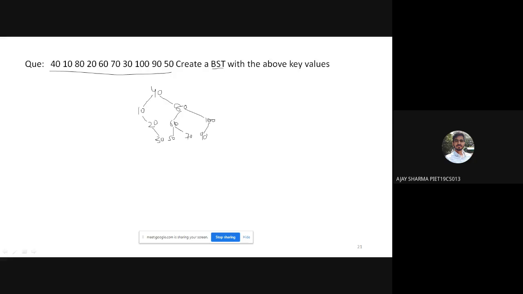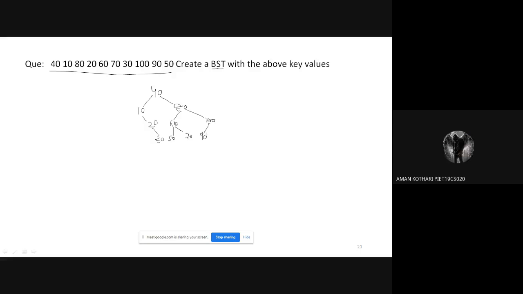Sir, can we create it for any key values? Definitely, for any BST, but the first node will always be the root node. Never bigger or smaller. Can we place any key value at the first place? No, only the first value. First means in the question which we are given, the first value of that question will be the root of that tree. Is it okay now? So from the BST we can sort key values. Definitely.